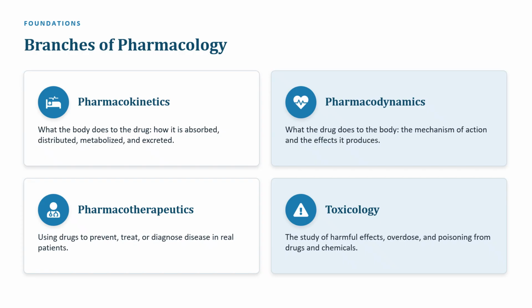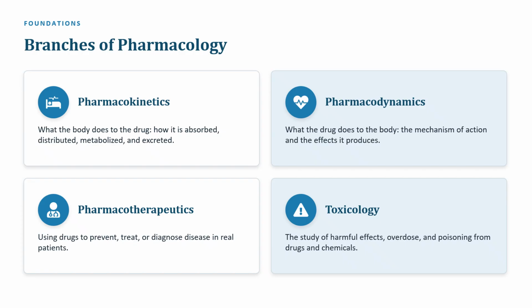Pharmacodynamics is the mirror image, what the drug does to the body, meaning its mechanism of action and the effects it produces at the site where it works. A simple memory trick is kinetics equals movement, dynamics equals action. The third branch is pharmacotherapeutics, which is the practical use of drugs to prevent, treat, or diagnose disease in actual patients. This is the branch closest to daily clinical work.